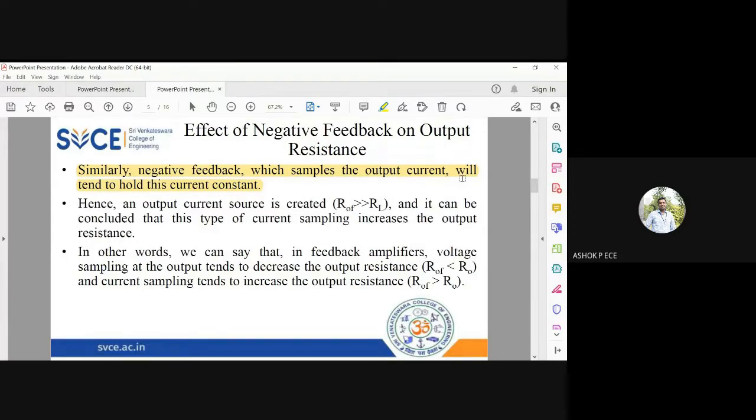For an ideal amplifier, the input resistance should be very high. The output resistance should be very, very less. So you can choose from these categories what type of amplifier you require for your design. Whether the input impedance should be high or less, and the output impedance should be high or less, you can decide what type of amplifier you require.